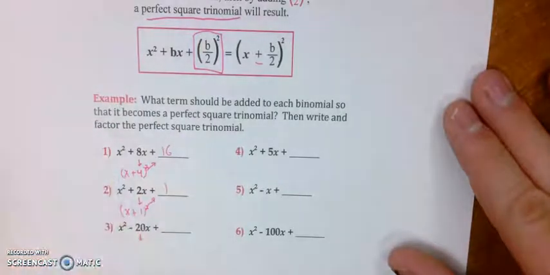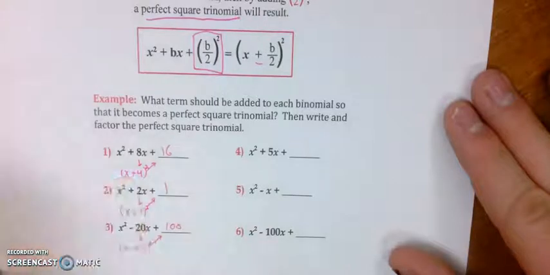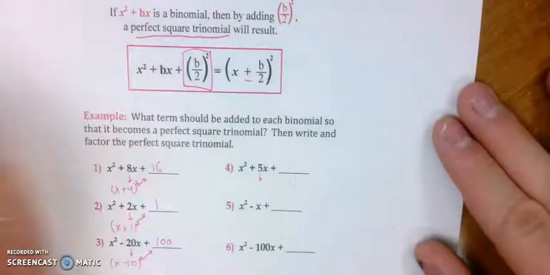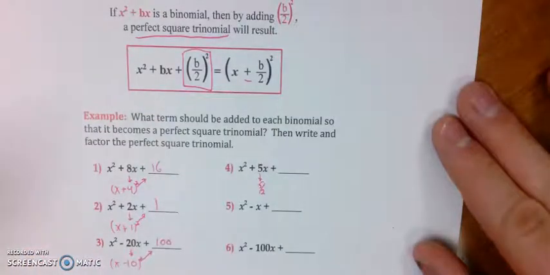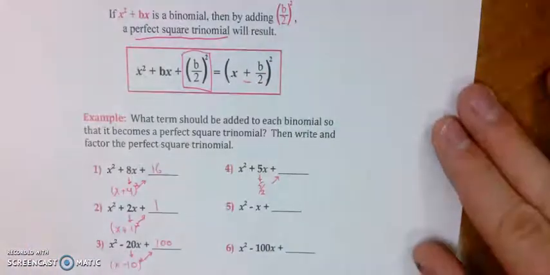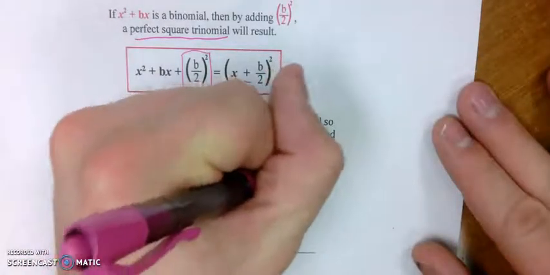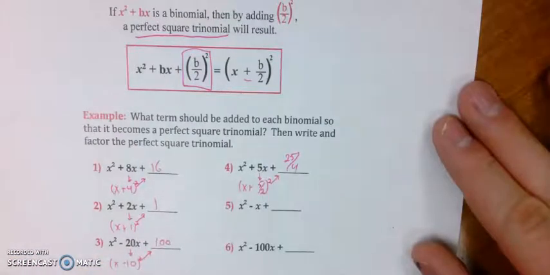Right here, if I chop -20 in half, that's going to be a -10. If I square that, squaring always makes it a positive, I'd get a positive 100. So then if I wanted to factor this, it would be x minus 10 quantity squared. Number 4, if I chop that in half, I don't feel like dealing with decimals today, so we'll just call that 5/2, 5 halves. If I square that, to square a fraction, just square the numerator, square the denominator, so that'd be 25/4. And this is what it would look like in factored form.